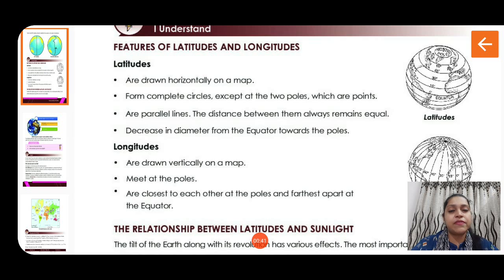And what are the features of latitudes and longitudes? First feature of latitude: they are drawn horizontally on a map. Second, they form complete circles except at the two poles. Third, they are parallel lines. Fourth, they decrease in diameter from the equator towards the poles. Then the features of longitudes: they are drawn vertically on a map, meet at the poles, are closest to each other at the poles and farthest apart at the equator.